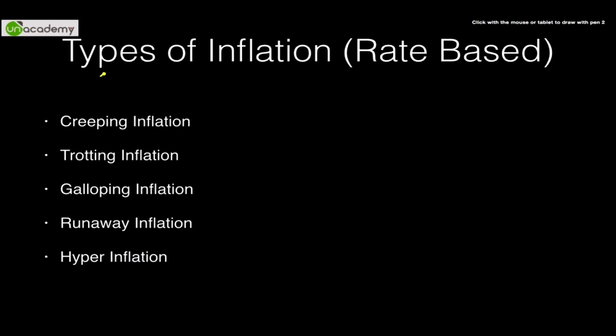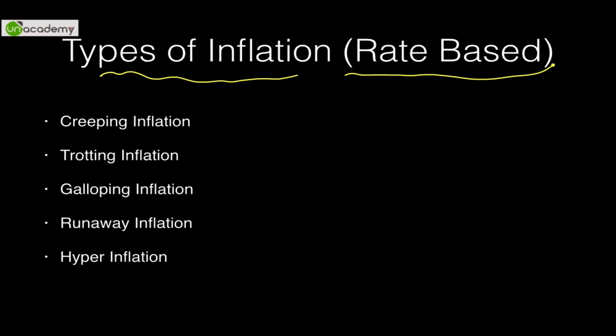Now, what are the types of inflation? Basically, on the basis of rate, there are 5 types of inflation. Again, people may say walking inflation is also a type. See, this is a very conventional definition. There is no hardcore borderline that beyond this it's creeping or beyond this it's trotting. People can use these words interchangeably as well.